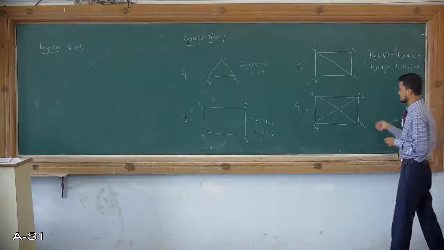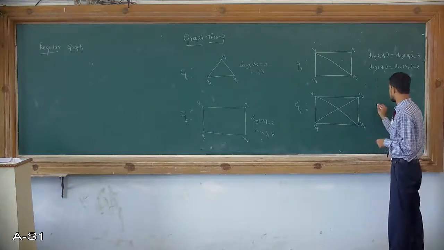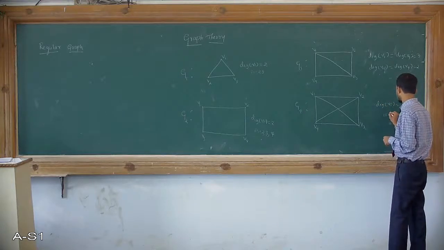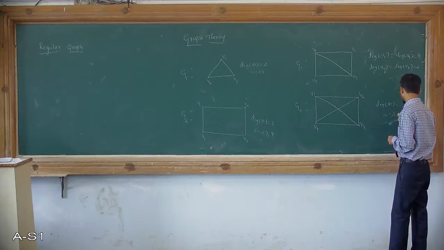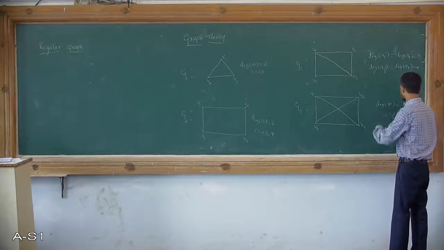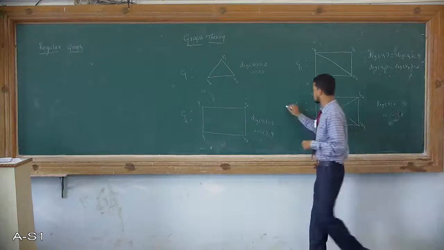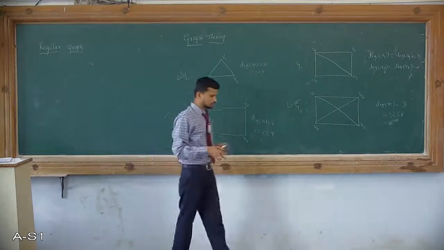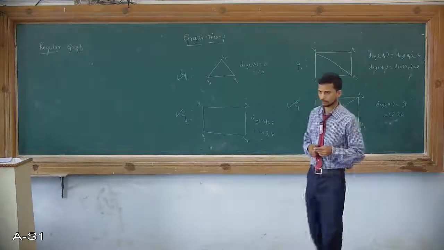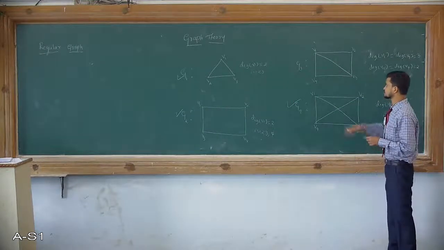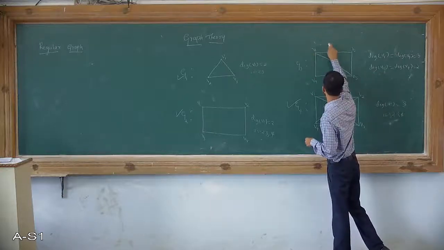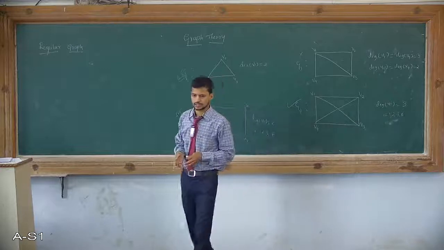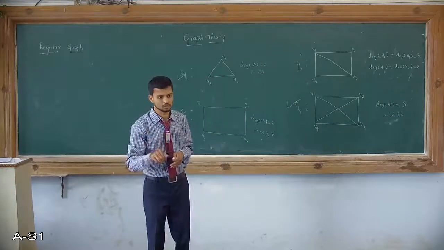But in G4, if you observe, the degree of each vertex is the same. That is, degree of Vi, where i is equal to 1, 2, 3, 4, degree of each vertex is 3. So in other words, if you see the graphs G4, G2, G1, in each graph the degree of each vertex is the same. But in graph G3, the degree of each vertex is not the same. So if you observe this property in any graph, then that graph is called a regular graph.